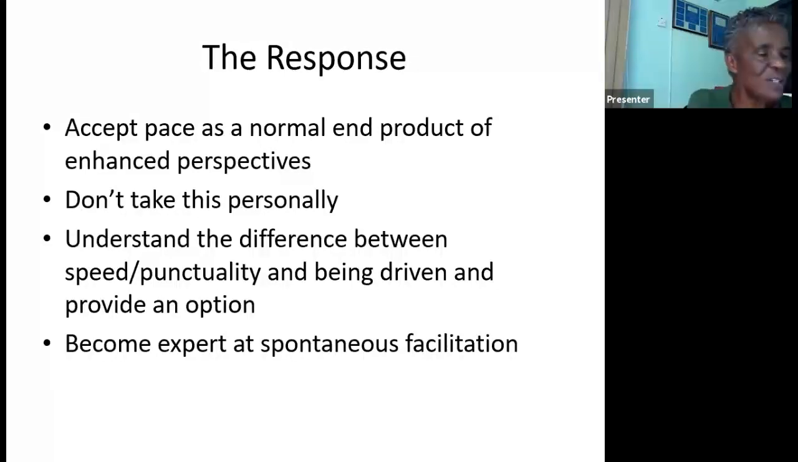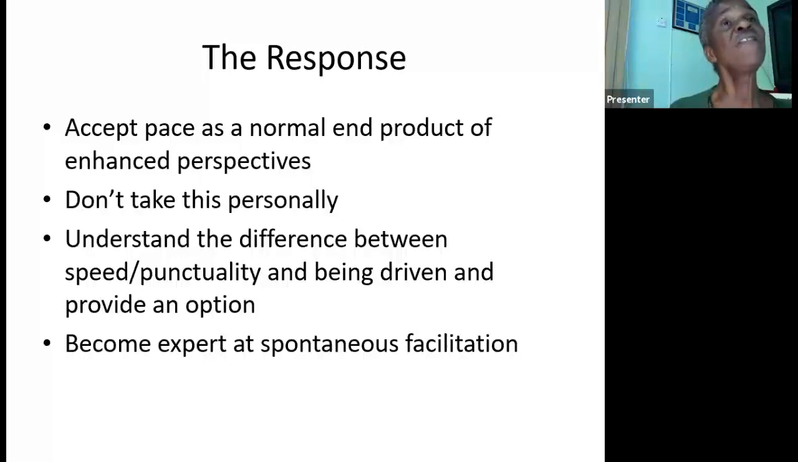So we have to know the difference between driving them and negotiating with them for actions that will make things happen. We have to become expert at spontaneous facilitation so that, for example, just what I said earlier, somebody comes and they are not ready. Okay, what you can do if they are not insistent on getting ready to go, you could facilitate some change and say, okay, there are two things that we can do.